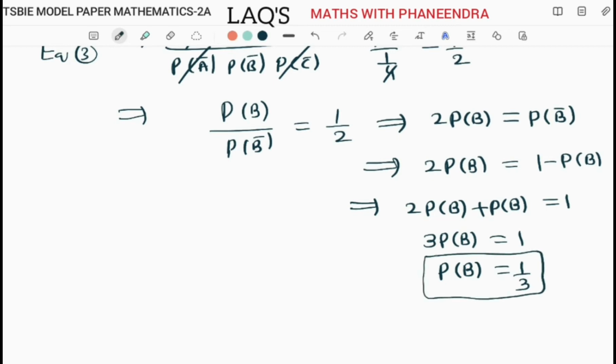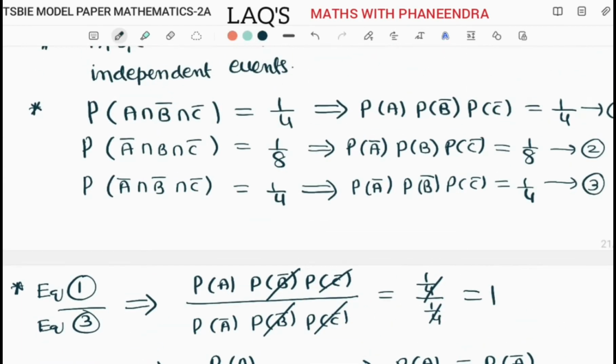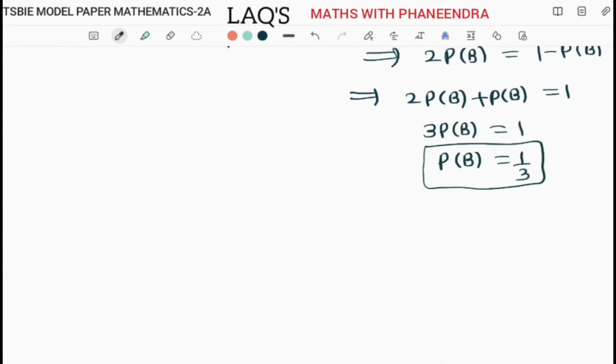So P of A value we got it. P of B also we got it. Next, these values P of A, P of B, substitute in either 1 or 2 or 3, any one of them you can take. Better to take the first one. So P of B is 1 by 3, obviously P of B complement is 1 minus P of B only, no? So 1 minus 1 by 3, that is equal to 2 by 3. So this is P of B complement.